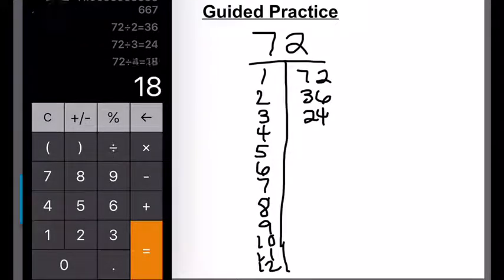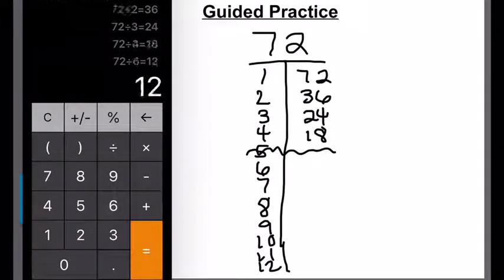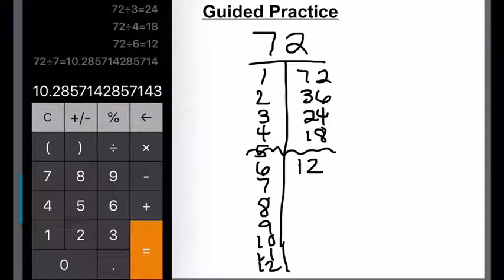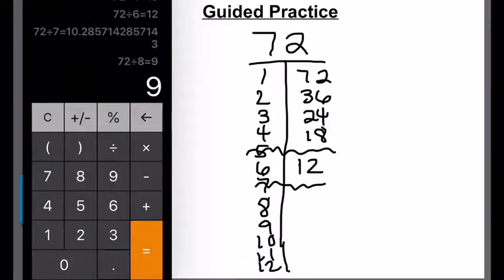72 divided by 4 is 18. Our next factor pair is 4 and 18. 72 does not end in 0 or 5, so it is not divisible by 5. 72 divided by 6 is 12, so our next factor pair is 6 and 12. 72 divided by 7 is a decimal, so 7 is not a factor of 72. 72 divided by 8 is 9.